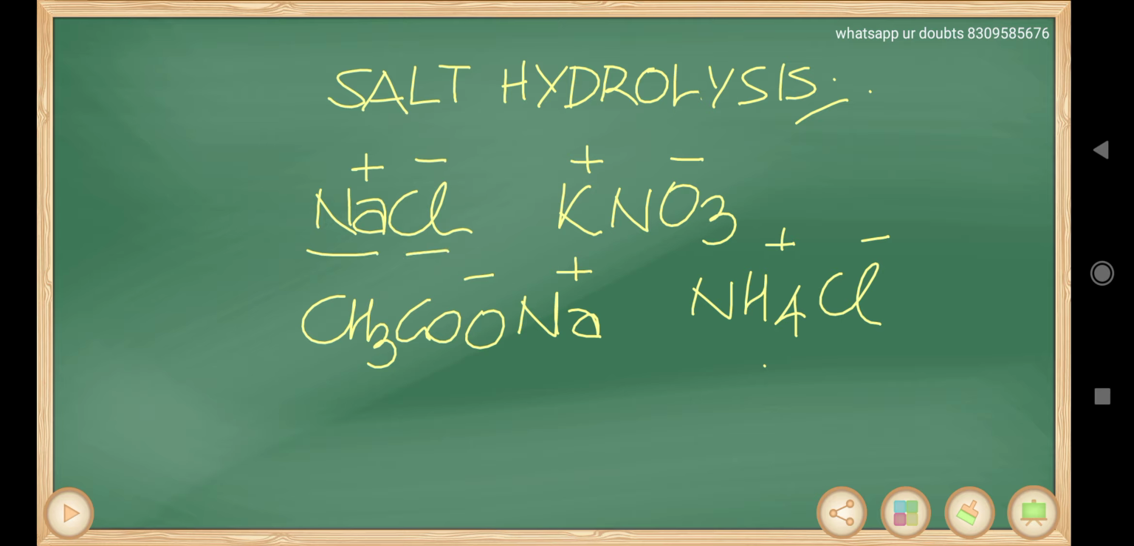Either the cation or the anion or both, sometimes none of them, react with water and form either an acidic solution, a basic solution, or a neutral solution. That process is called salt hydrolysis. The reaction between the cation or anion or both of a salt with water, giving either an acidic, basic, or even neutral solution, is known as salt hydrolysis.